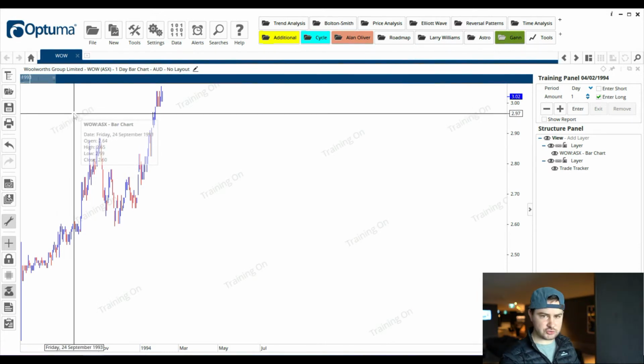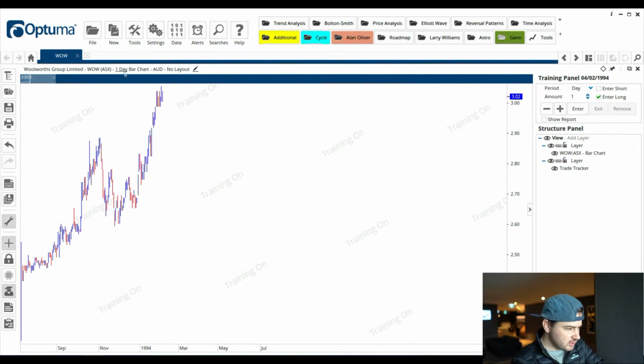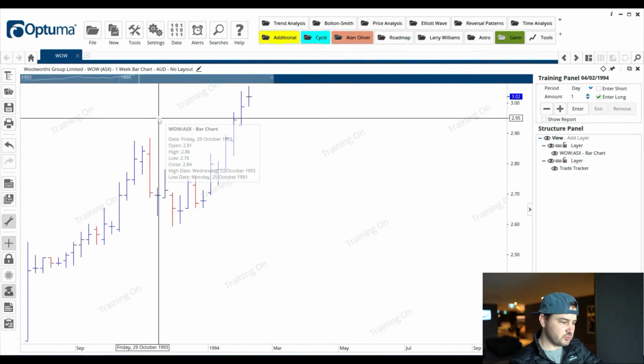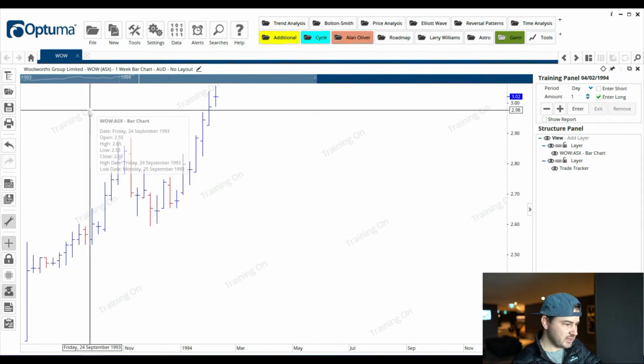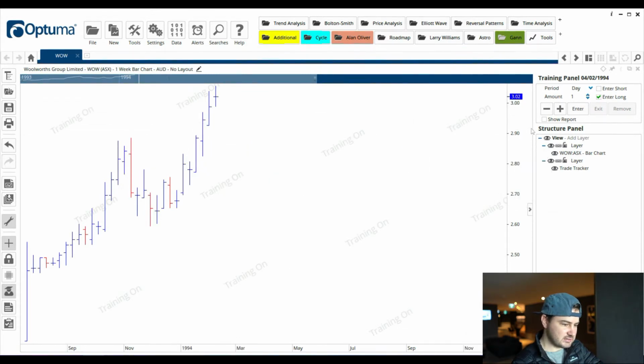So what we've done is we've turned on training mode, we've headed straight back to the start of the chart. Second step, we're going to move this to a weekly chart. Now the reason why we're moving this to a weekly chart is because we want to filter out the noise instantly. So the noise is gone, and now we can start to analyze.